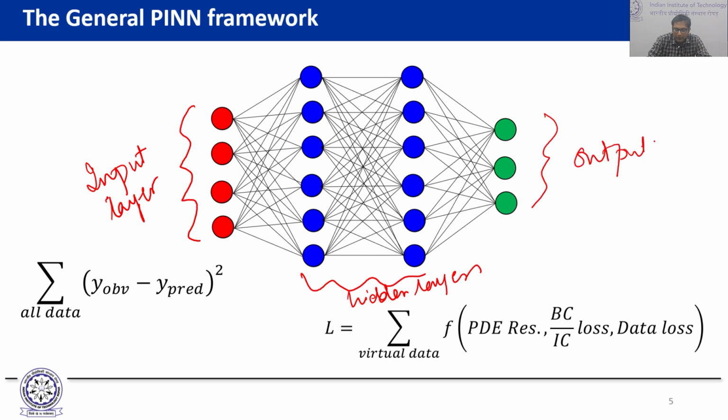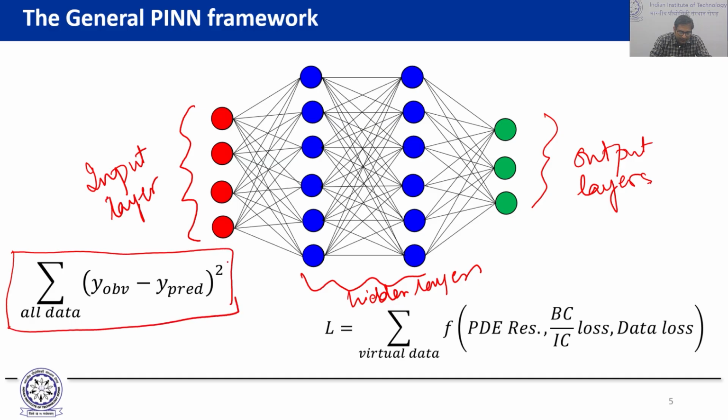Now, when you are working with a neural network like this, the loss function in a very simplified form is going to look like this. You will be summing over all the data that you are using for the training, and then essentially what you are doing is you are simply taking the difference of the observed values and the predicted values, squaring it, and then you do a least square type of minimization.